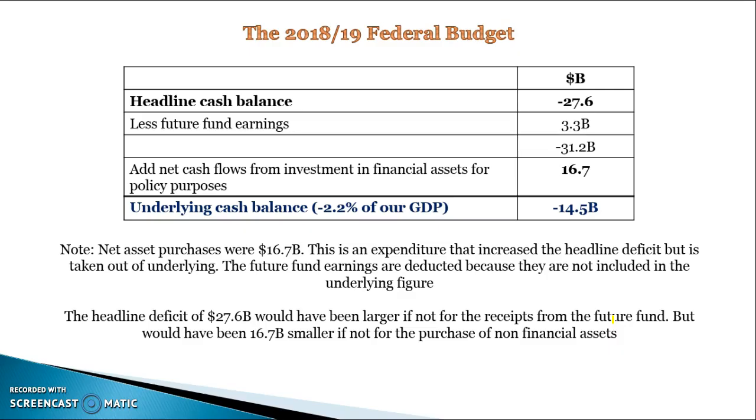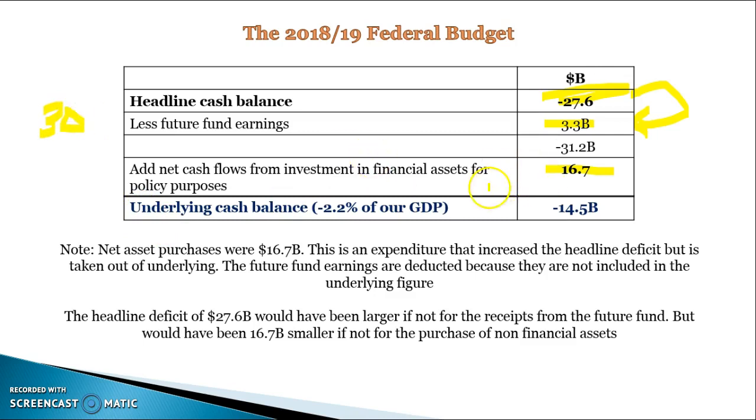Headline and underlying outcomes. So the key thing with the headline is that it includes all one-off transactions, so future fund earnings and any net cash outflows for investing in assets would be included in the headline outcome, and the underlying excludes those. So if we look at our headline cash outcome of $27 billion, and then we've got future fund earnings of $3.3 billion, they're not included in the underlying deficit, so that would actually make the underlying deficit $30 billion or $30.9 billion.